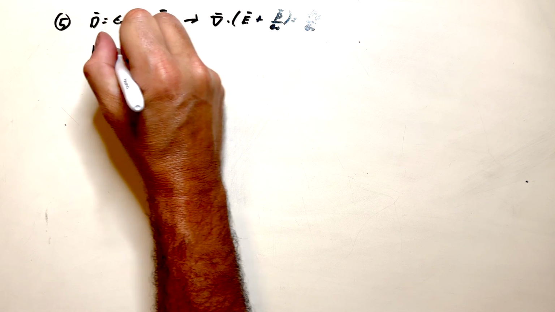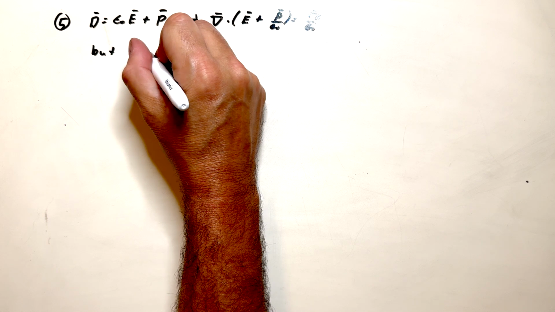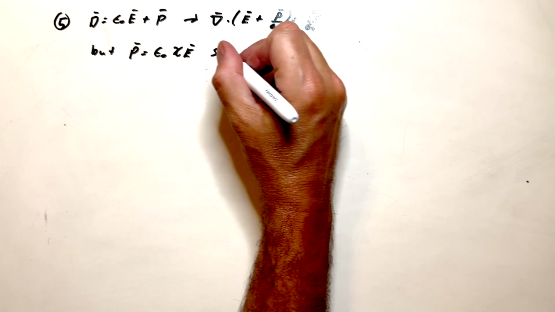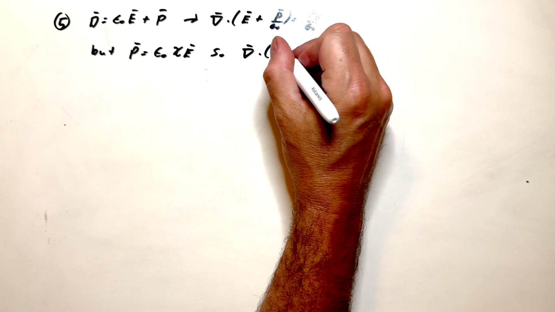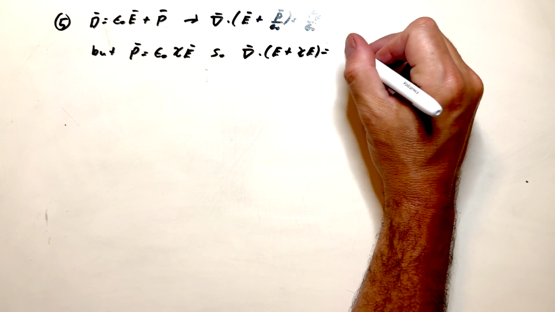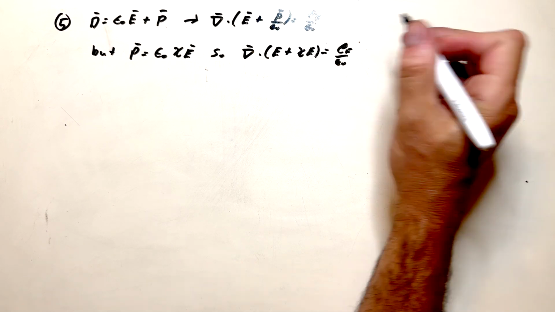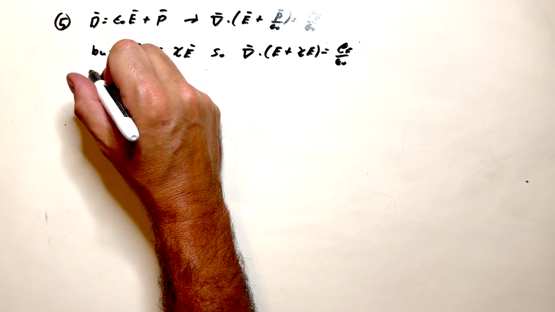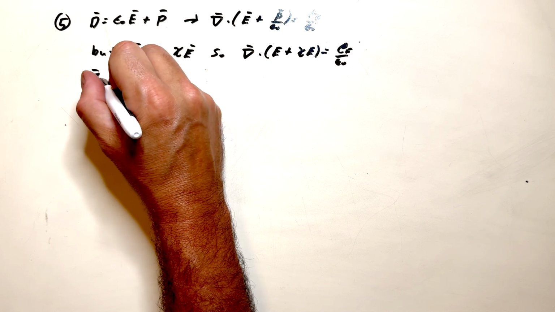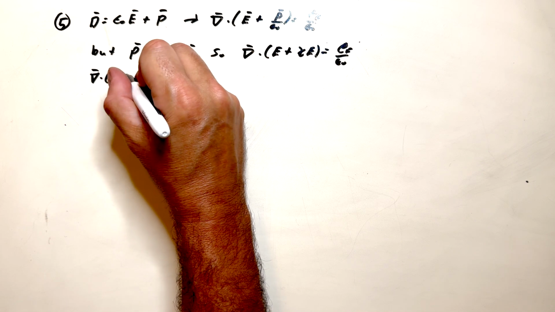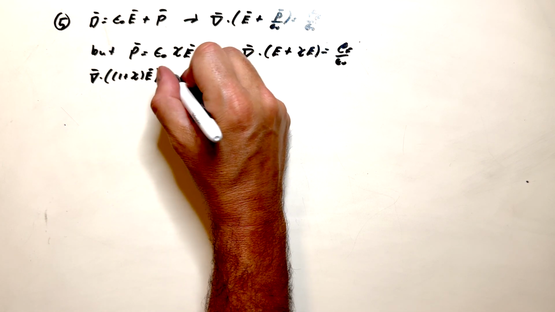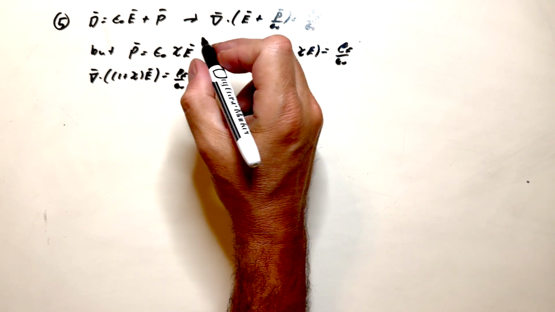But P is equal to epsilon naught chi times E. So del dot E plus chi E is equal to rho F over epsilon naught. And I can factor out the E there, and that gives me that del dot of (1 plus chi) times E is equal to rho F over epsilon naught.